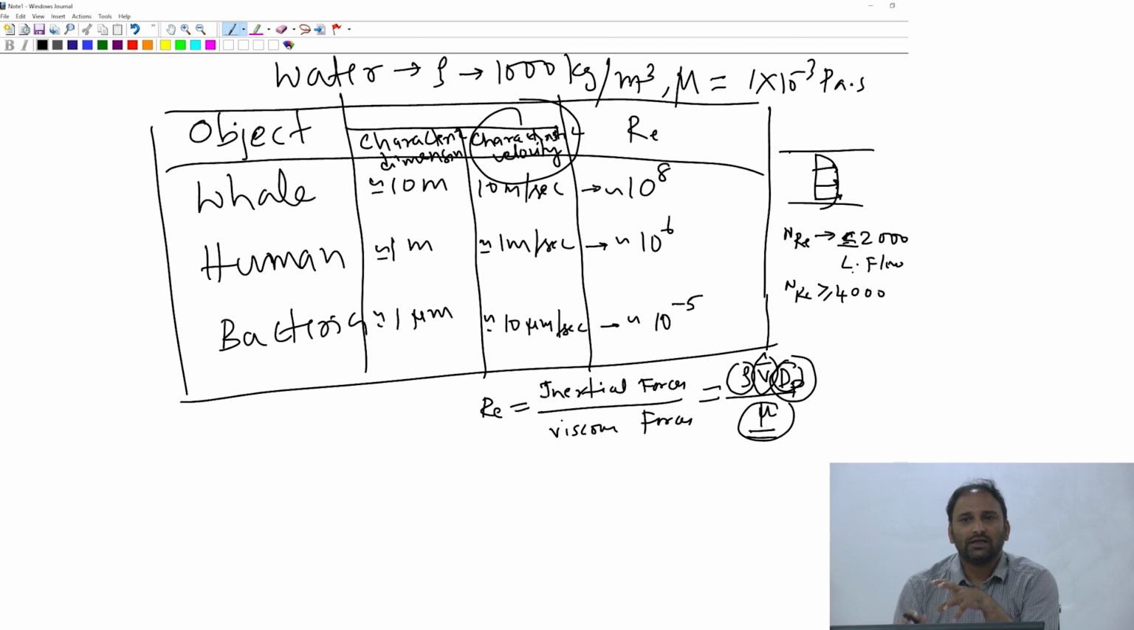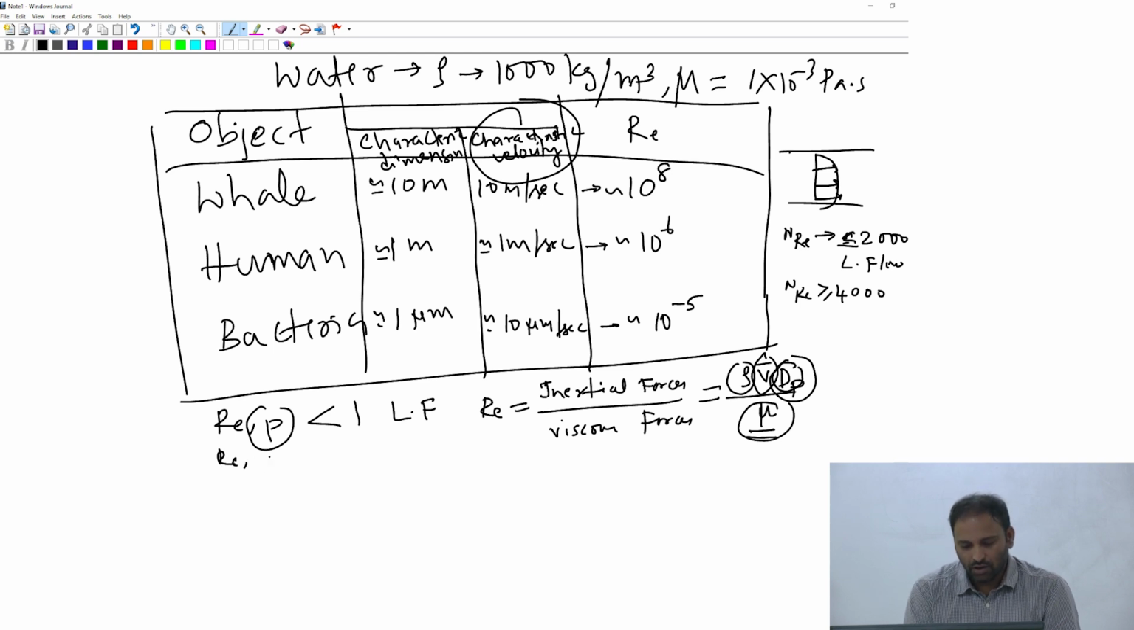In the case of fluid particle systems, these numbers get a little shifted. Typically when you refer to Reynolds number with Re and p as a subscript, that means it's a particle Reynolds number. If the particle Reynolds number is less than 1, that is your laminar flow condition. If your particle Reynolds number is greater than 1000, that's your turbulent flow condition, and anything in between is going to be your transition regime.